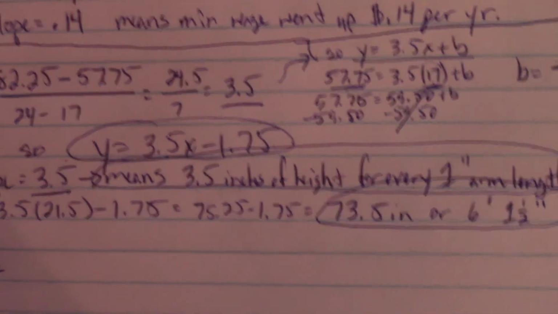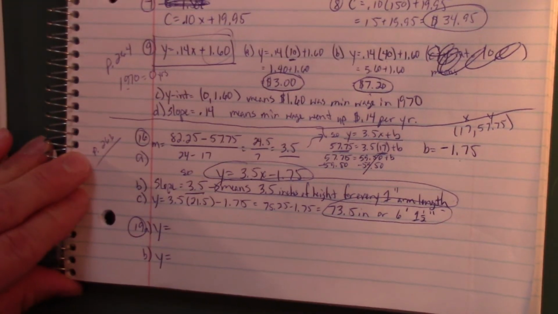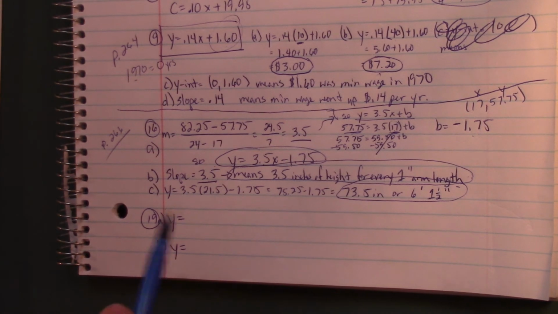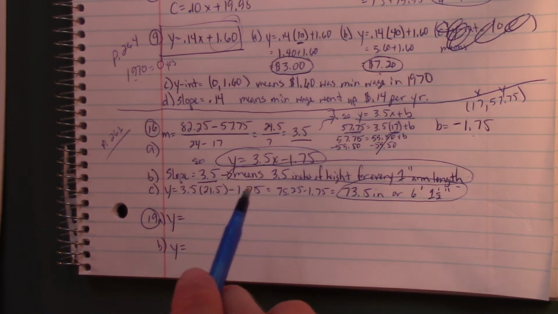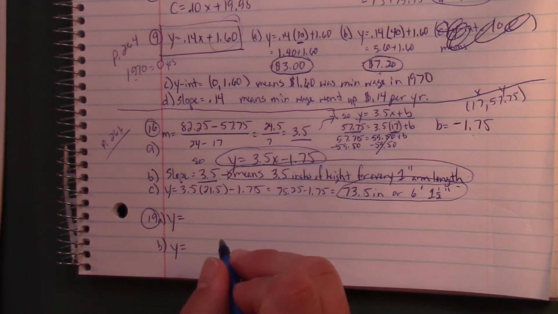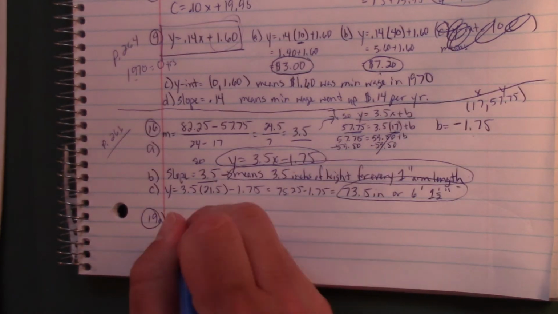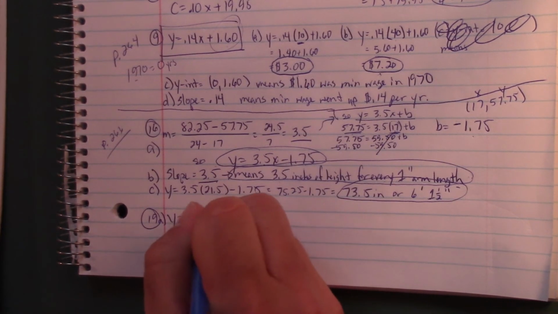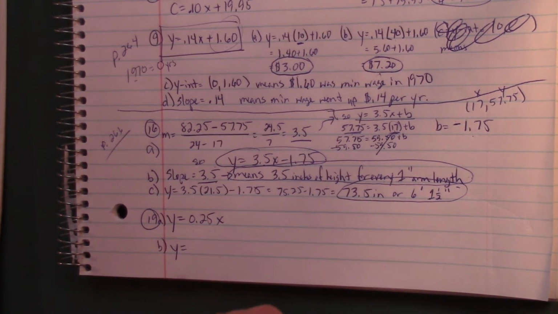Okay. All right. Let me zoom this back out here and talk about 19. Okay. On 19, it says the cost to rent a car, y, for 1 day is $20 plus 0.25 per mile. Again, I see that 0.25 per mile, that 0.25 per mile means multiply.